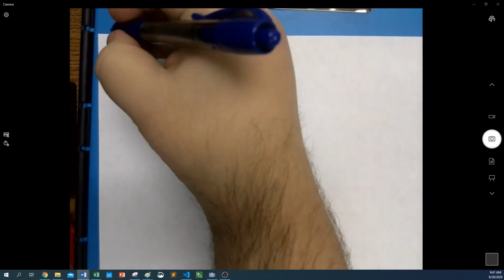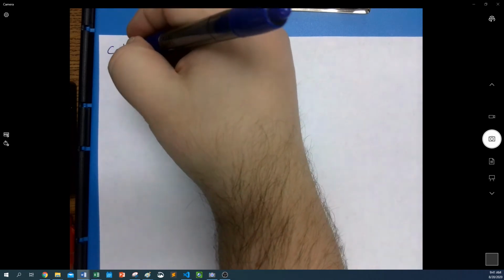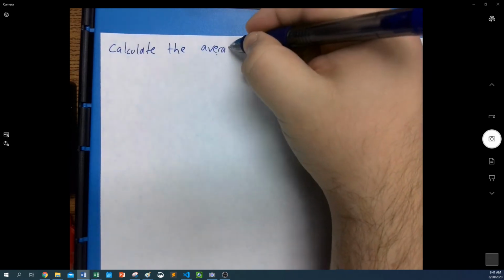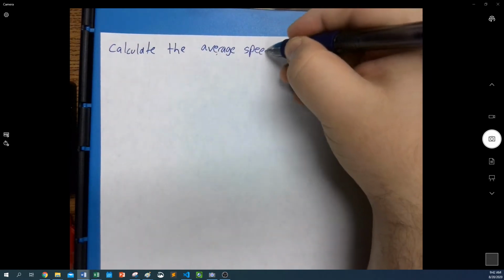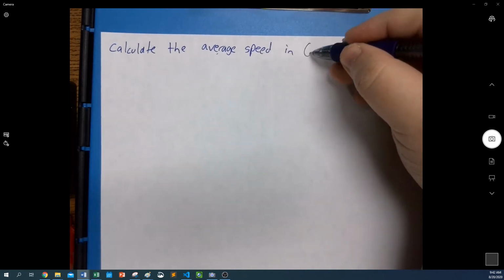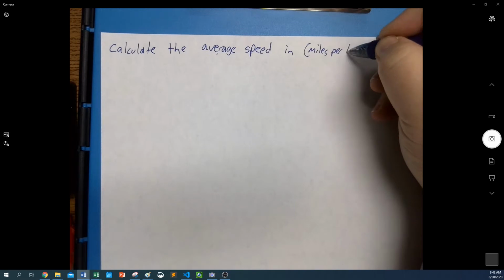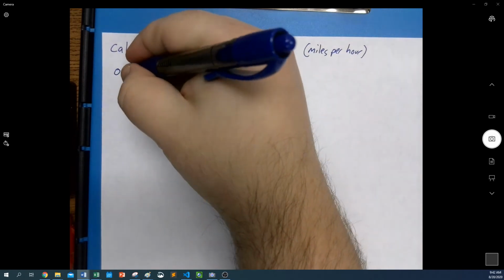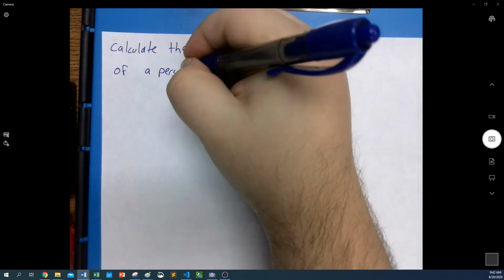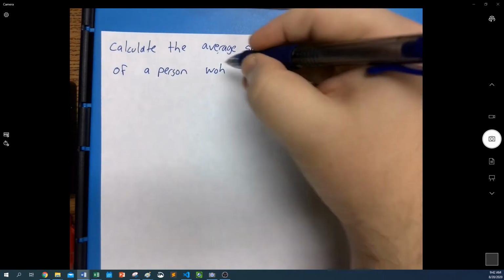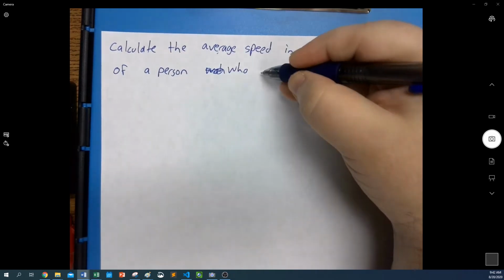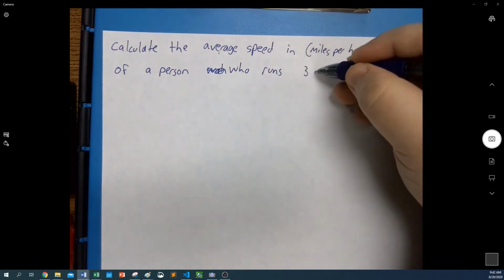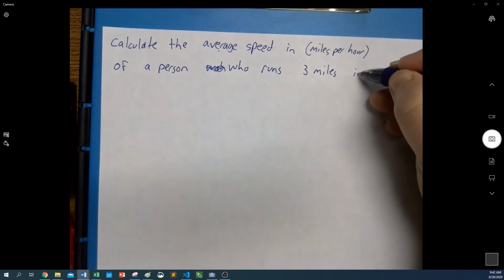So let's do some problems. Calculate the average speed in miles per hour of a person who runs 3 miles in 20 minutes.